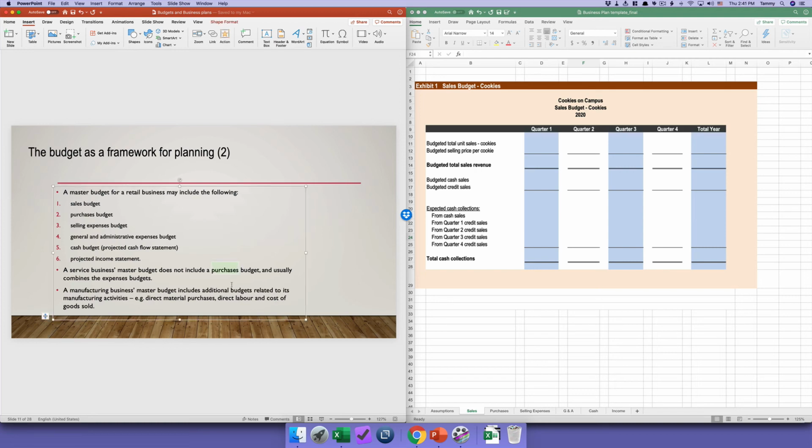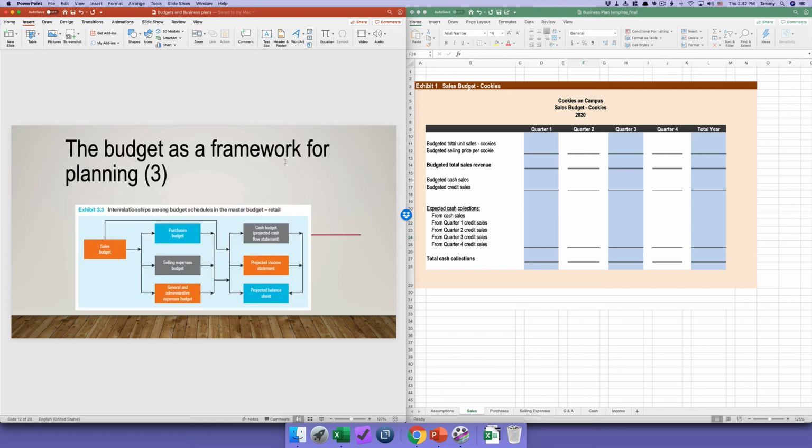Okay. Service businesses' budgets don't include a purchase budget because you're not buying anything, right? And they're usually pretty simple, right? They combine the expense budgets, so it's not just selling expenses. You'd have selling and general administrative together. Service businesses are often more simple than a retail business. And then a manufacturer's budget, though, that is more complicated. A manufacturer's budget includes many, many pages, including direct materials and labor and the cost of goods sold. So a manufacturer master budget is a much bigger deal than a retail or a service business's master budget.